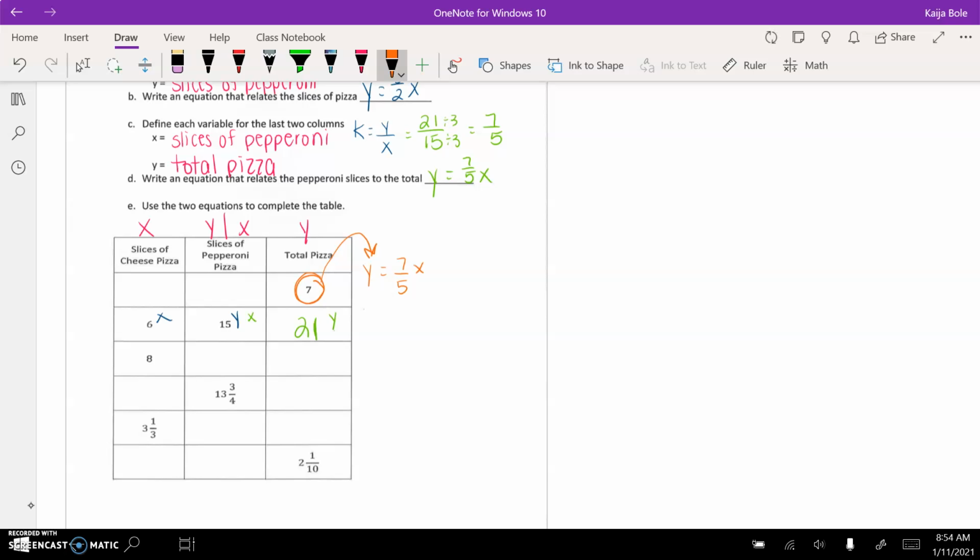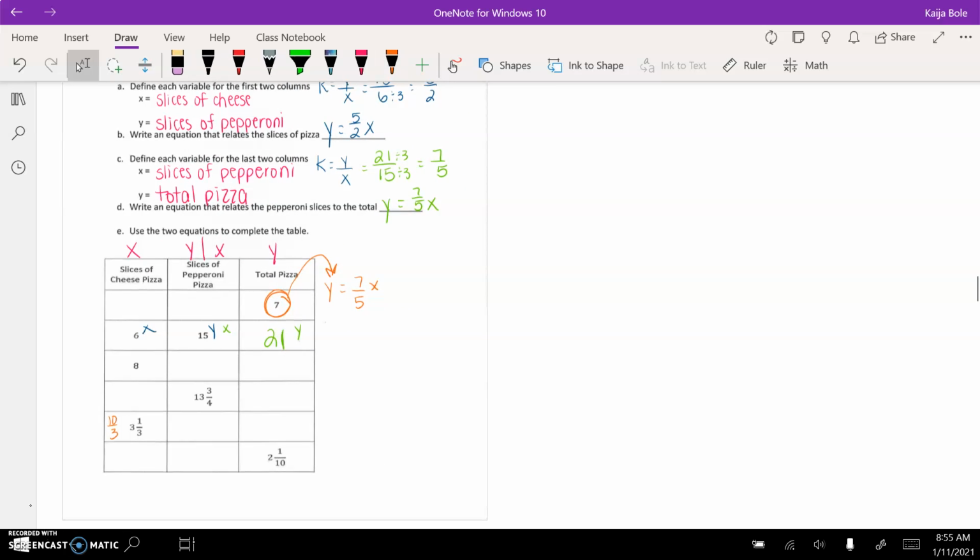Another suggestion would be to convert the mixed numbers to improper fractions, like the 3 1/3. You could turn that into 10/3. Maybe that makes your life easier. Whatever works. Okay? So that's all I'll do for now. If you need more help, you can always come to office hours or send me an email.